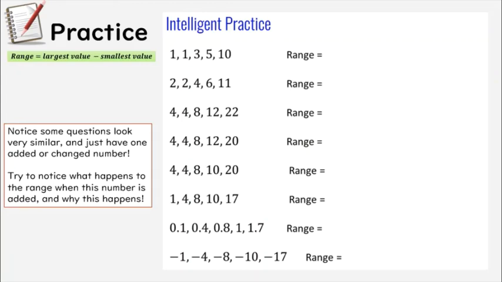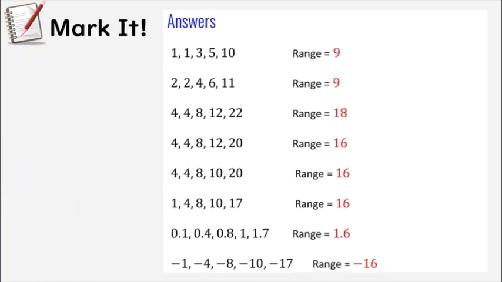Take about 5 minutes to have a go at these questions here. Don't only just work out the range, have a look at some of the questions. For example, let's have a look at the 3rd and 4th question. They look very similar, however, the 22 is changed to 20. So once you've worked out the range, see how it's changed depending on what the numbers change to. So pause the video now, have a go at that. Brilliant, so mark your answers.